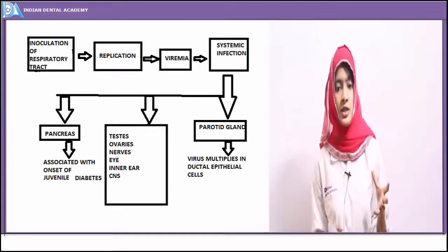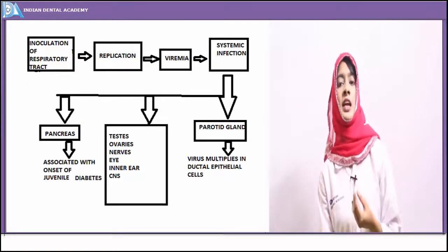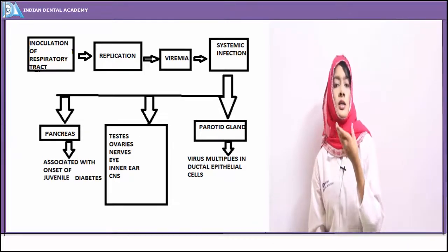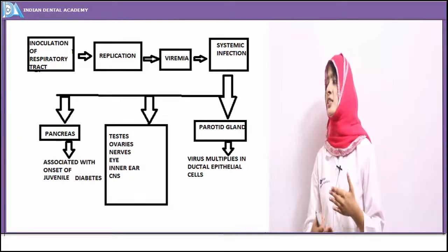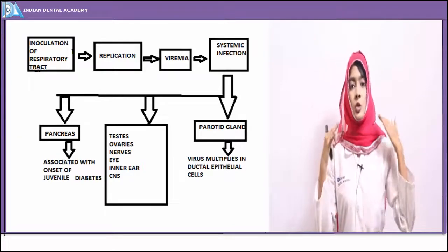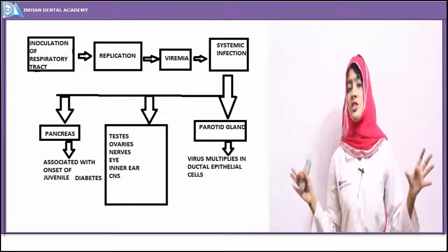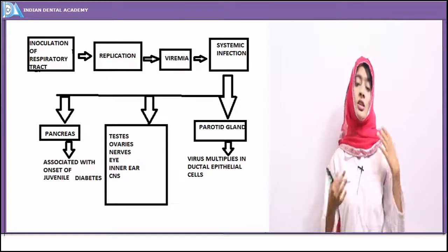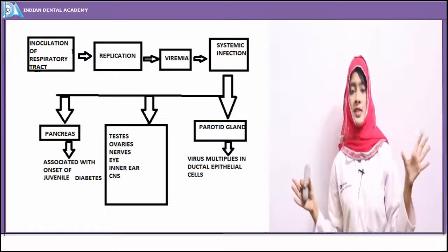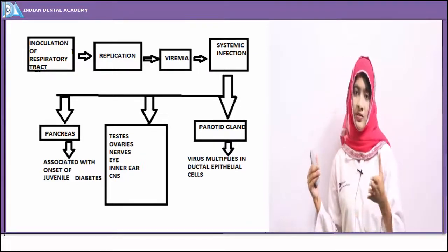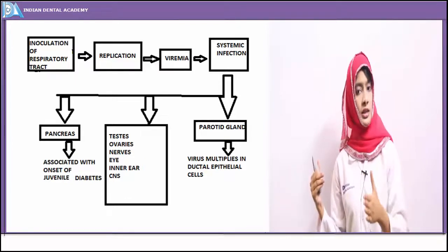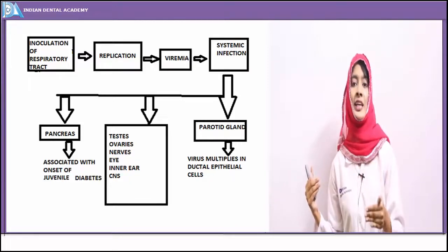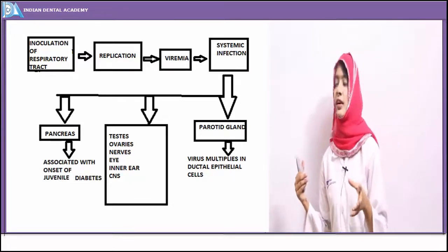So this virus actually gains entry into the upper respiratory epithelium. Once it's inoculated in the respiratory tract epithelium, it replicates, then viremia develops. That is, through the bloodstream, this virus is transported to other body parts, leading to systemic infection. This systemic infection shows effects on all body parts, like the pancreas. It has been associated with the development of juvenile diabetes if the pancreas is affected by the virus.